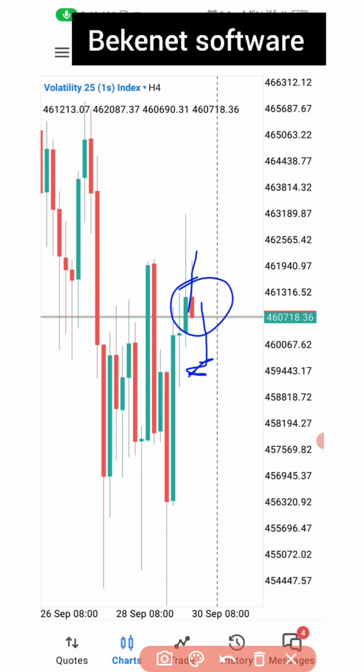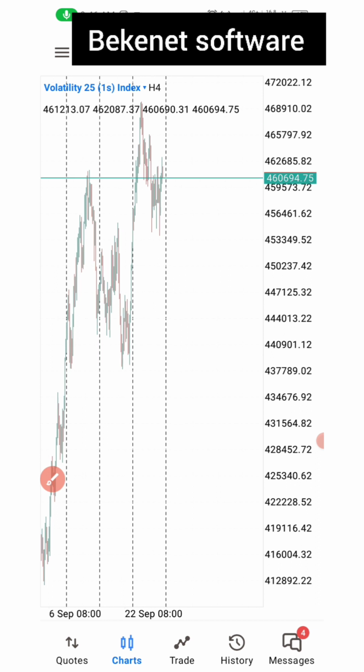It's already in neutral stage now. If you get to a certain level from here, it will not turn bearish. That is when you strike. Then you put your stop loss. Take your stop loss here. Put it at the top here.